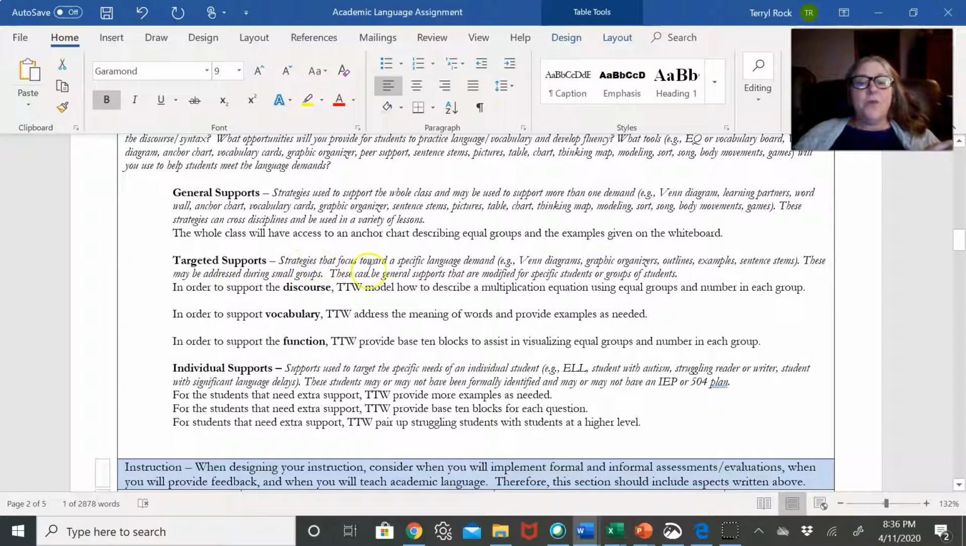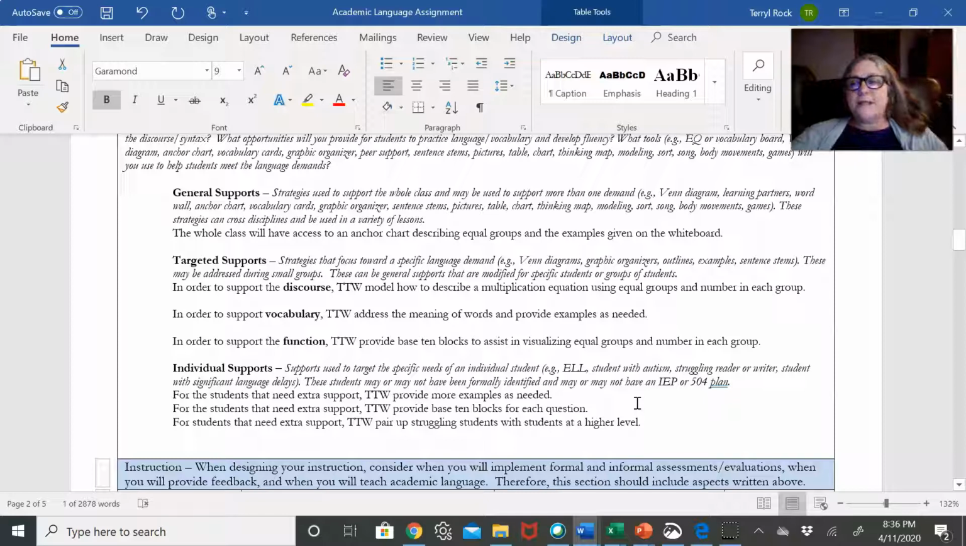So targeted supports, these are strategies that focus on a specific language demand. It gives you some examples. These may be addressed in small groups. They can be general supports that have been modified, but they are developed to target these language demands. Individual supports are a course for individuals.